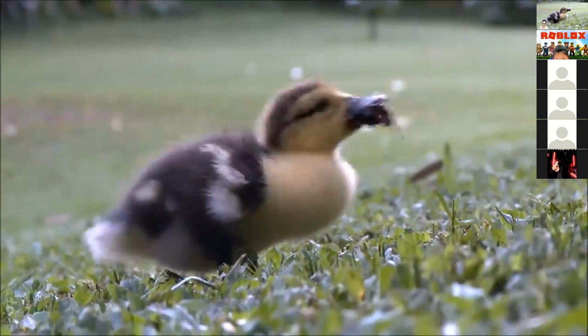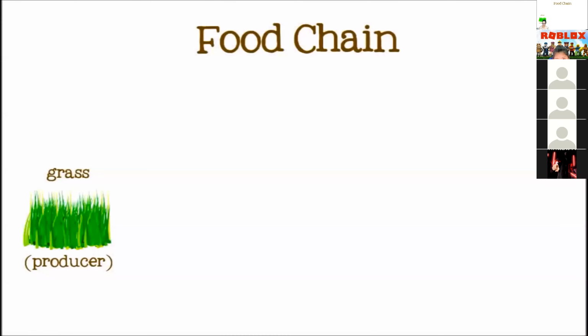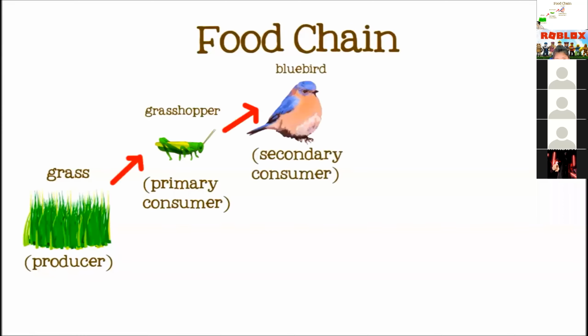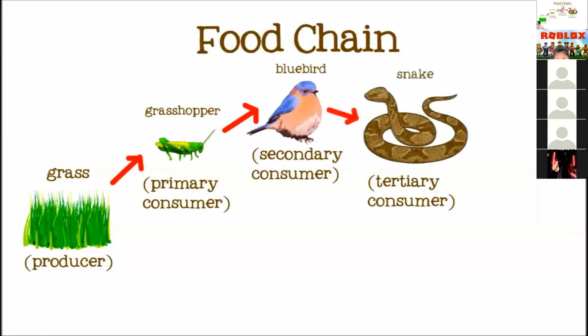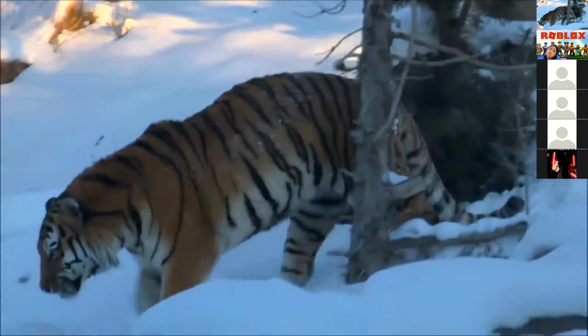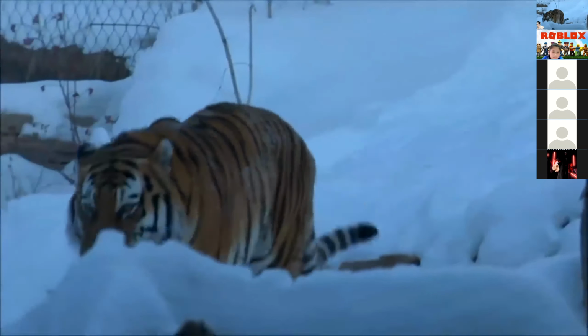Let's take a look at a longer food chain that also begins with grass. This time, let's make our primary consumer a grasshopper. The grasshopper eats the grass and then gets eaten by a secondary consumer, a bluebird. Then the bluebird gets eaten by a tertiary or third level consumer, a snake. The snake is eaten in turn by an owl. The owl is the apex predator in this food chain. Apex predators are not hunted and eaten by any animals. We say that they are at the top of the food chain.